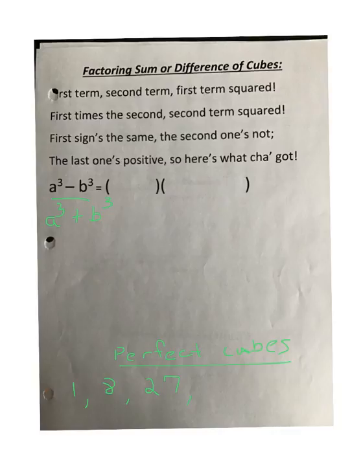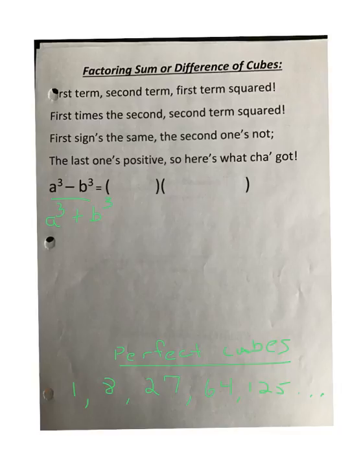4 times 4 times 4 is going to be 64. 5 times 5 times 5 is going to be 125. And that is our first 5 perfect cubes. If you want to go and find more, you can. We probably won't see any that's going to be bigger than those.